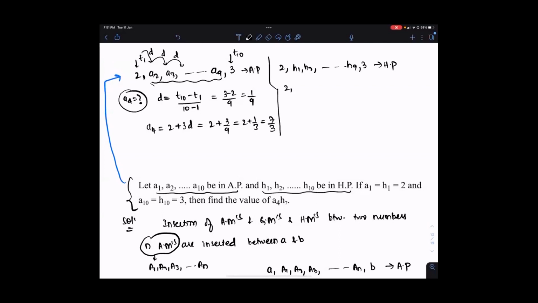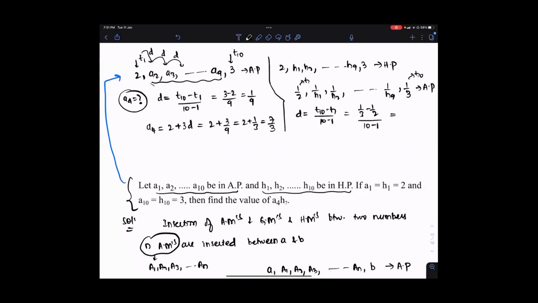Same way you can do H4. How? Let me write it properly: 1 by 2, 1 by H1, 1 by H2, and so on, 1 by H9, 1 by 3. This is in AP. Again, in this AP there will be some common difference. You know the first term, you know the 10th term, so it will be (T10 minus T1) by (10 minus 1). Same way, you do (1 by 3 minus 1 by 2) divided by (10 minus 1). You will get minus 1 by 54.